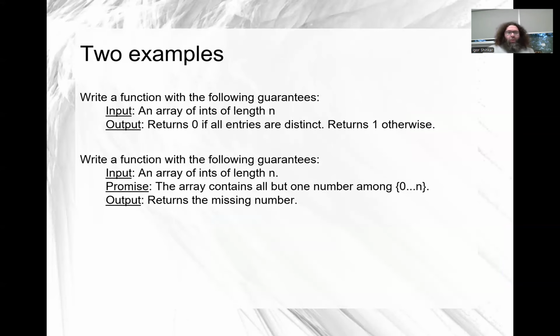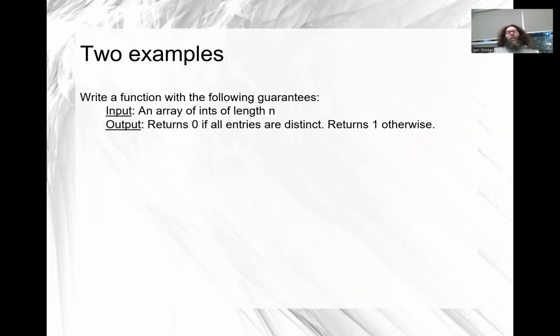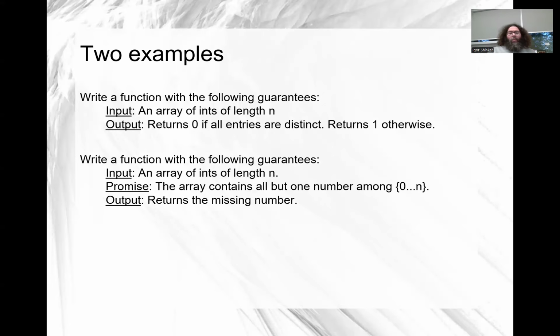Okay, let's do two more examples. Write the following function. It gets an array of length n, and it checks if all entries are distinct. It returns 0 if all entries are different, it returns 1 if not. Oh, that's exactly the exercise we did previously, right? From the previous slide.